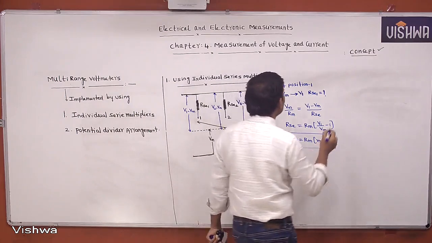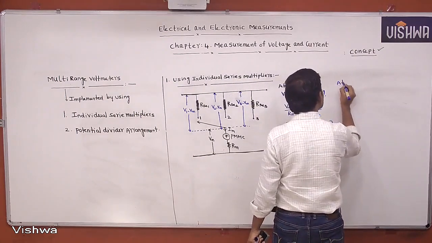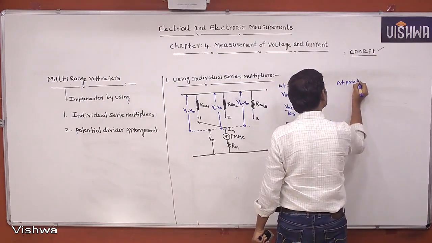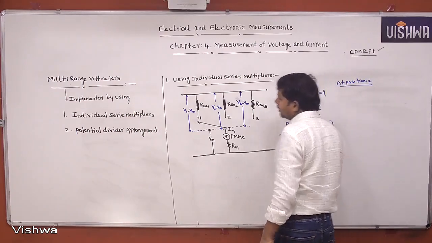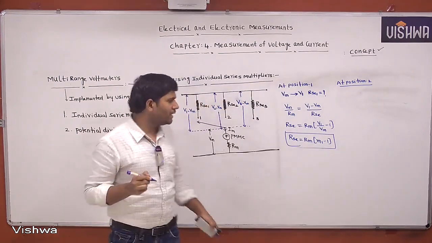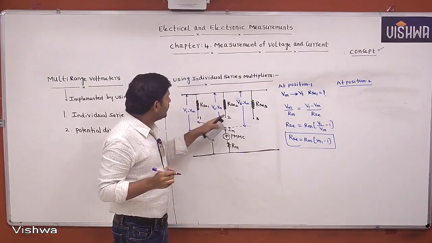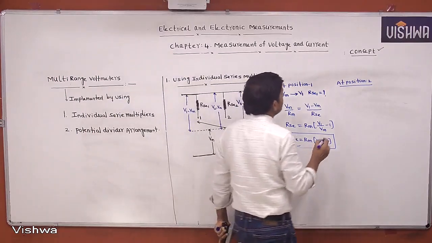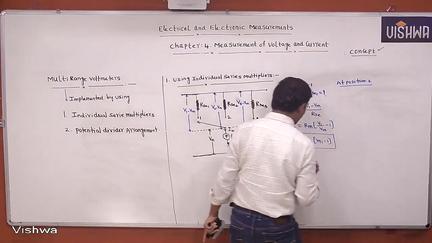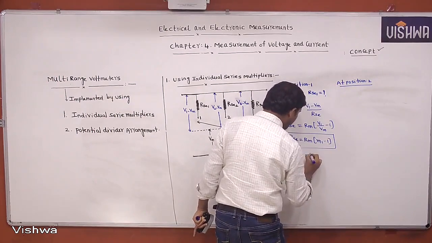Then if the switch is at position 2, what is the range we are extending? We can extend the range from Vm to V2. What is M1 here? Tell me. V1 by Vm.